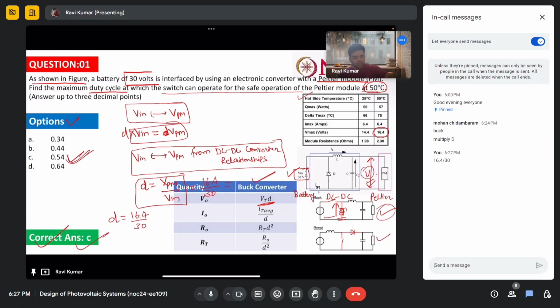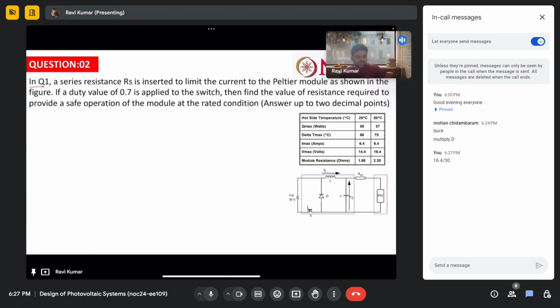Let's move to the next question, which says in the same previous question there is a resistance inserted here. That is the RSE. This is the resistance that has been inserted between this Peltier module and this DC-DC converter to limit the current to the module in the figure. Duty cycle is given. So D is equal to 0.7. Find the value of resistance required to provide a safe operation. Means you need to find the value of this RS. And these are the options.